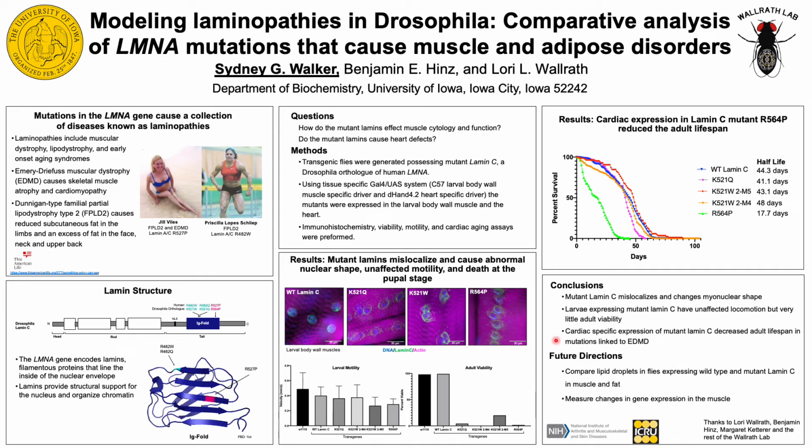From here, we will want to compare lipid droplets in flies expressing wild-type and mutant Lamin C in the muscle and the fat, and measure the changes of gene expression in the muscle.